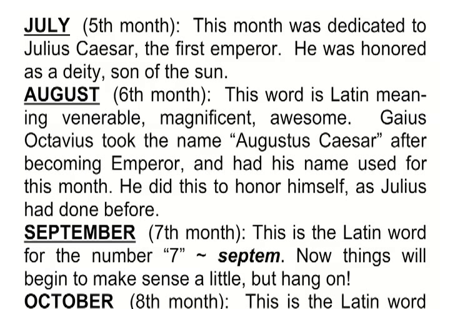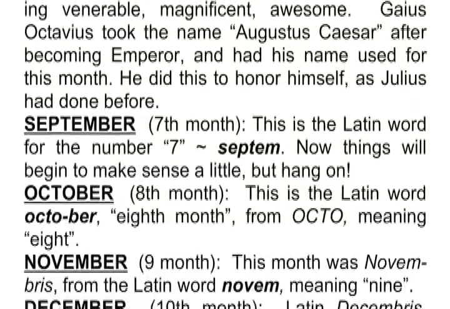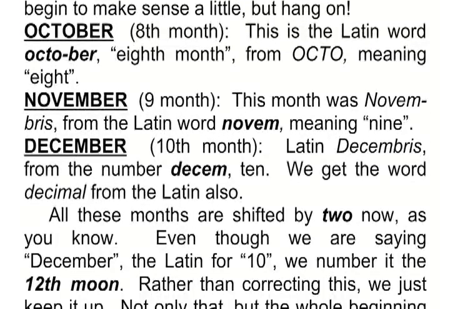The 7th month, September. This is the Latin word for the number 7, septem. Now things will begin to make sense a little bit, but hang on. The 8th month, October. This is the Latin word octo, meaning 8. Now the 9th month, November. This month was Novembris, from the Latin word novum, meaning 9.